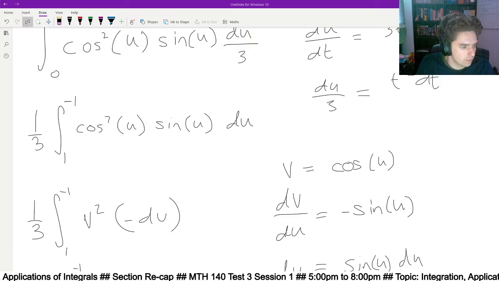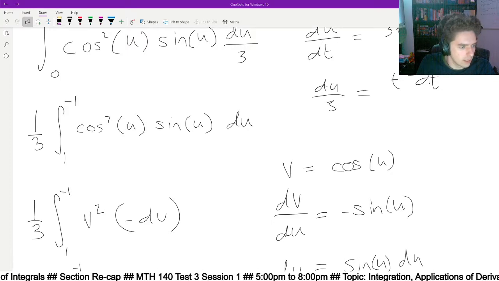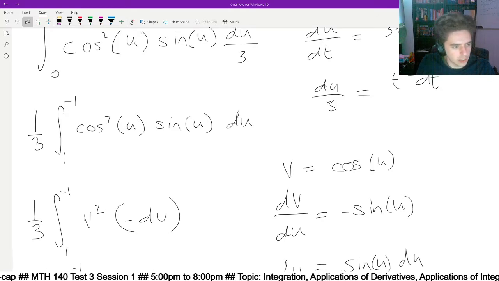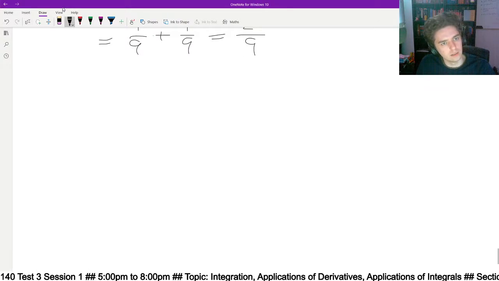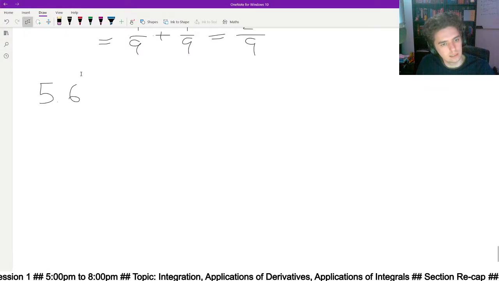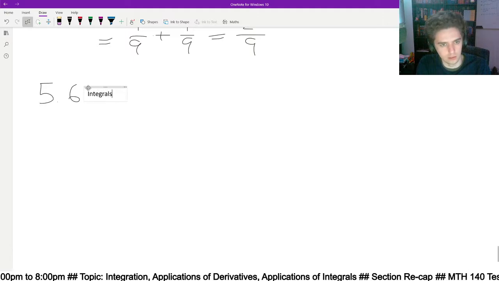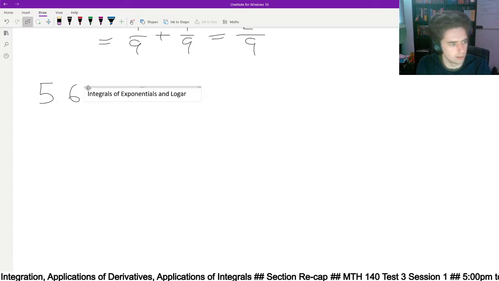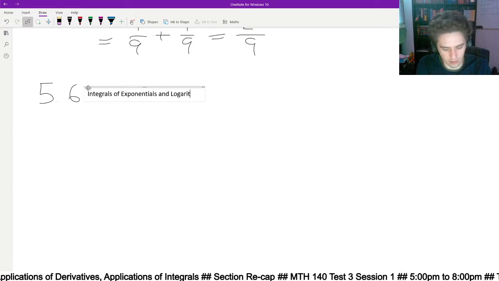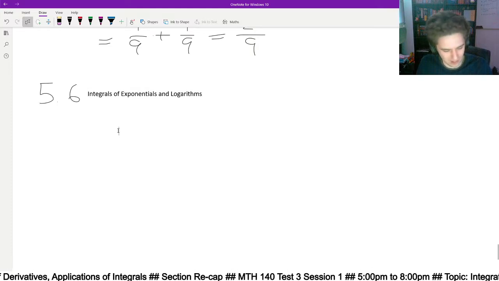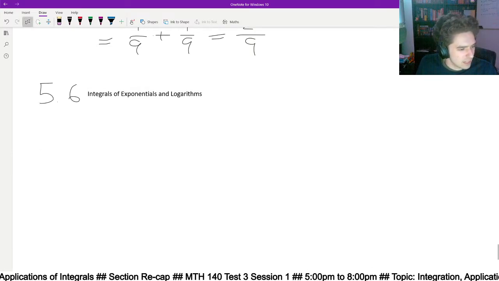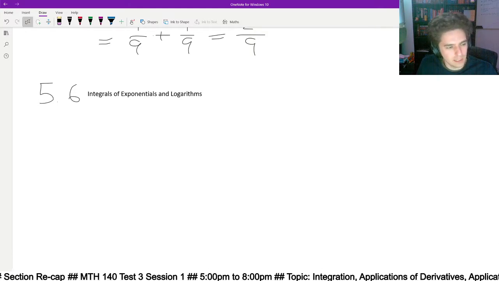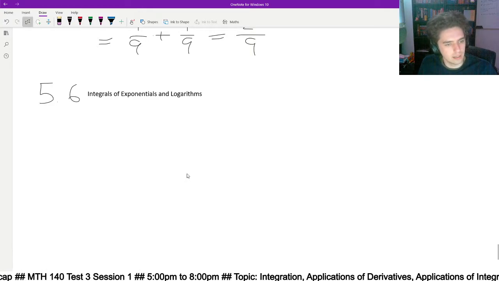Well, we actually kind of already did one, but yeah. So if I have a function like the general rule of this, I'll just write it here quickly. 5.6, integrals of exponentials and logarithms. I just want to not spell it wrong. I think we already did an example like this, but let's do another. So let's do this one quickly.